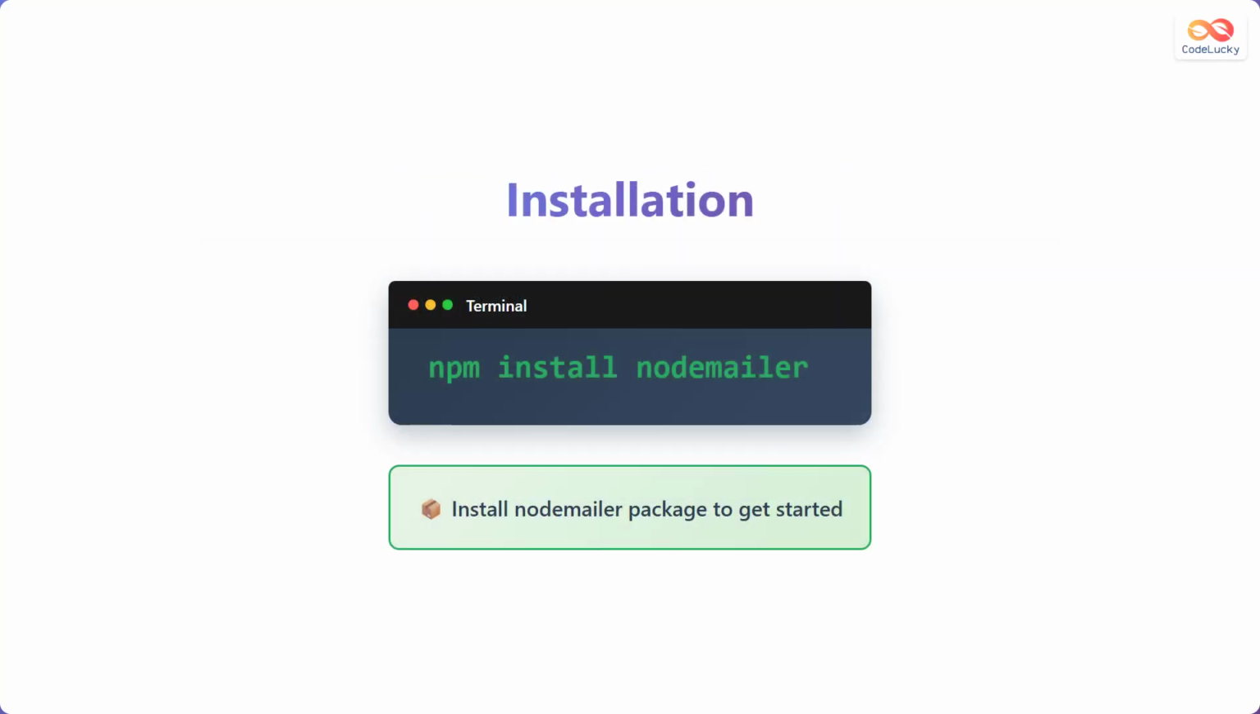Before we start using NodeMailer, we need to install it in our project. Open your terminal or command prompt, navigate to your project directory, and run the command npm install nodemailer. This command downloads and installs the NodeMailer package along with its dependencies, making it available for use in your project. This is the first step to start with NodeMailer.